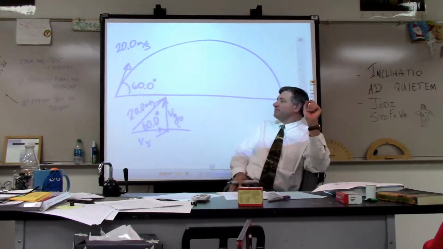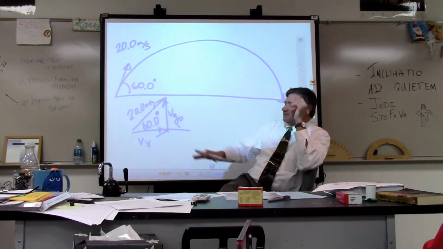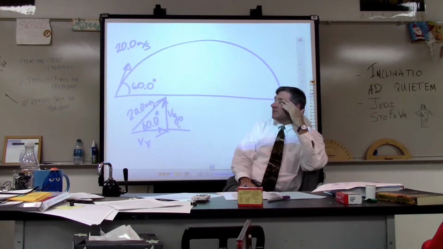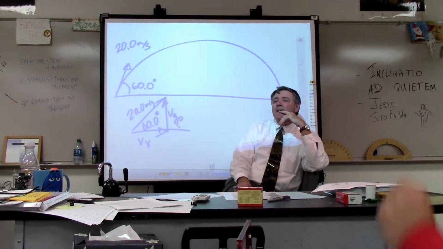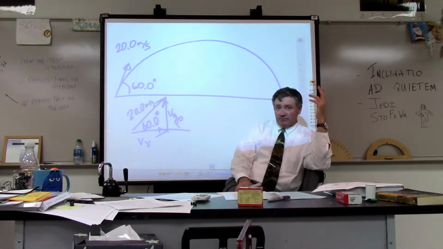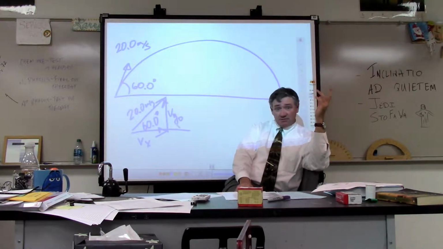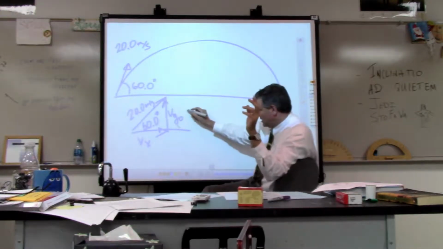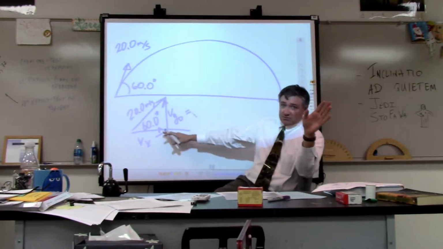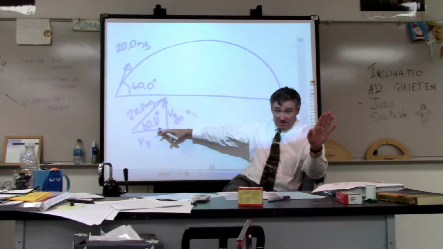Only do this. So, Mr. Gilchrist, how can I find the vertical component of my velocity? Sine. Okay, sine of 60 degrees times 20. So somebody take the sine of 60 times 20. This is old school. You should not have to think too much about this step.